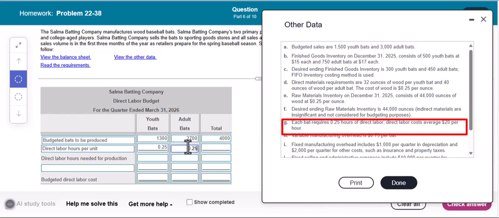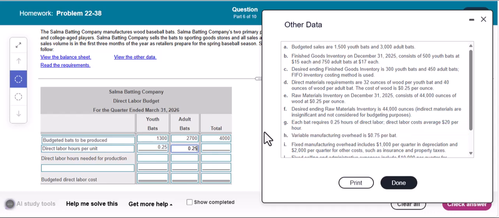So it's the same for each of the adult and youth bats. They didn't say that it requires anything different for either. So let's input the total here. Notice it says direct labor hours per unit, and since it is the same for both, the total is going to be the same here. So we're not adding these across here, it's just per bat is the 0.25 hours of direct labor.